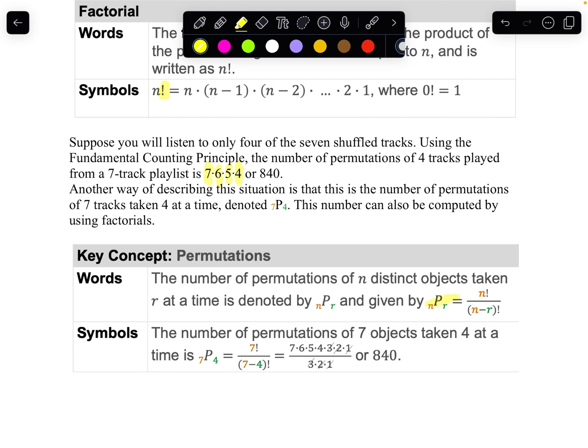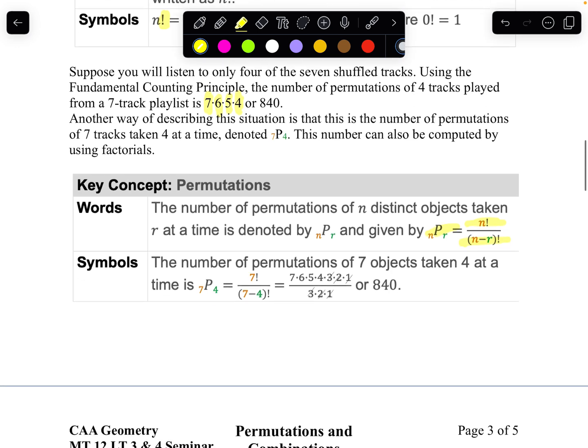It's got this formula. It says n factorial over n minus r factorial. R would be the number of songs I choose. So I have 7 songs, and I'm only going to choose 4 of them. So then what I do is I go 7 factorial over 7 minus 4 factorial. Notice my 3, 2, and 1s reduce out. So it's 7 times 6 times 5 times 4, and we get 840. If you don't want to list all those, that's a good way to do it by using the permutation.